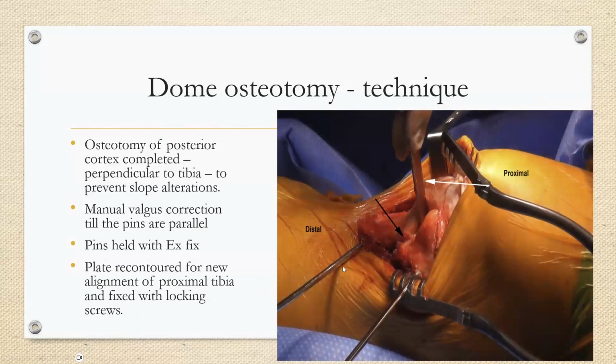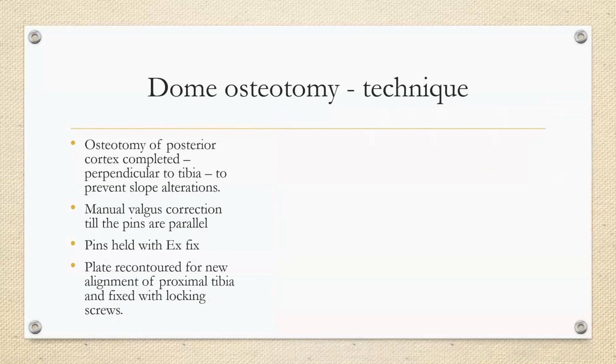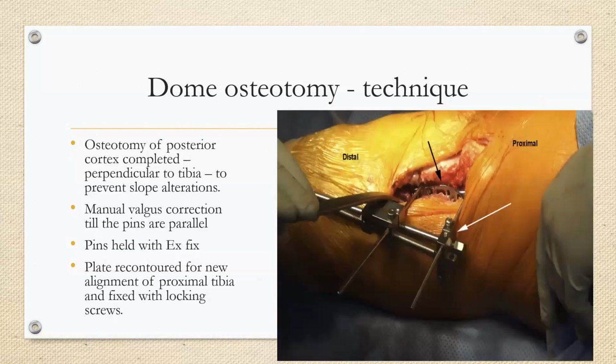And once pin parallelism is achieved and the correction is found to be adequate, the pins are held with an X-fix, and the plate is contoured for the new corrected proximal tibia and fixed with the locking screws. So, held with the X-fix, and then the plate is placed and the other screws are secured.